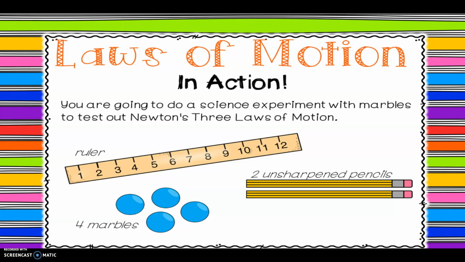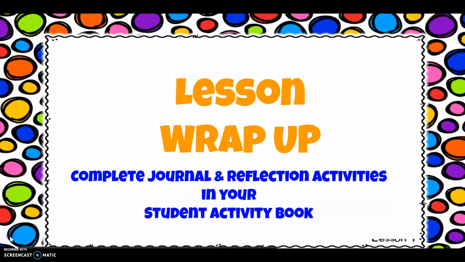In today's lesson, we are going to actually do an experiment. Now, if you have these things, a ruler, 2 unsharpened pencils, and 4 marbles at home, you can do these experiments, and that is what is on this week's Flipgrid. You can do the experiments yourself. However, if you don't have the experiments, I'm going to record a second video of me doing the experiments, and you can watch me doing the experiments and then fill out the following questions that are in your lesson pages.